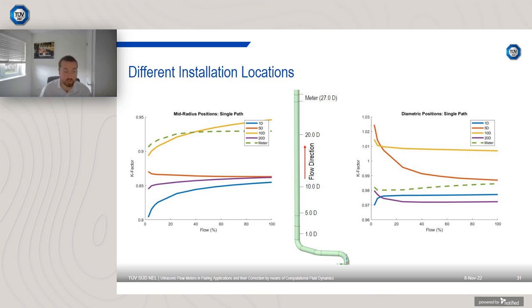The only way really to get around this is to use multiple paths. So one path may be under reading, but the other path may be over reading. But they essentially cancel each other out, and the meter is not affected as much by installation effects.